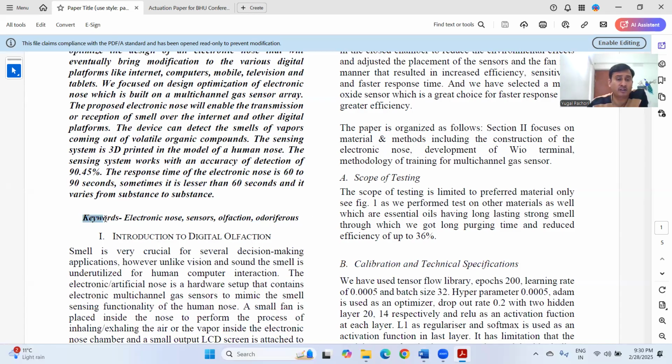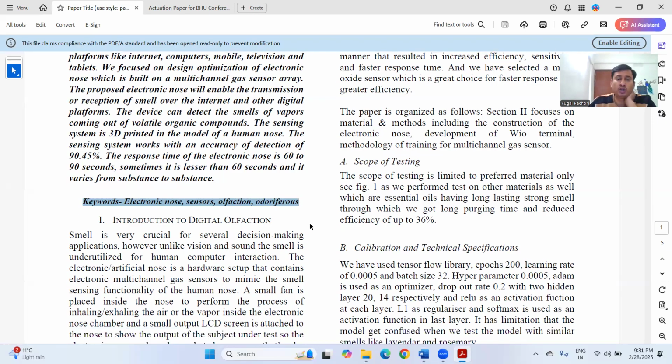The second part of the paper has the keywords. You can enter 5 to 6 or 7 keywords. Generally, I prefer to write 5 keywords. So you can figure out what the keywords are, for example: electronic nose, sensor, olfaction, odoriferous substance.